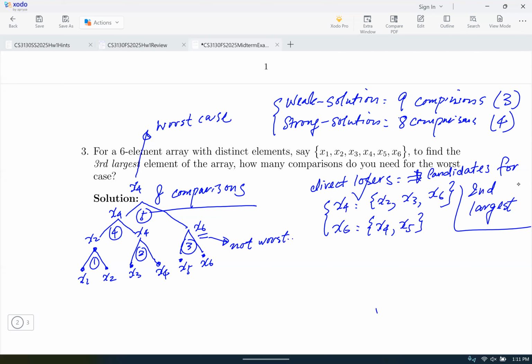All right, now, based on this, let's do the second largest, because we already have the largest. X4 is the max. For the second largest, we need 2 more comparisons, right? We know that: the number of candidates minus 1. So we need 2 more comparisons. All right. After that, we do the third largest. The last round, we do the third largest.